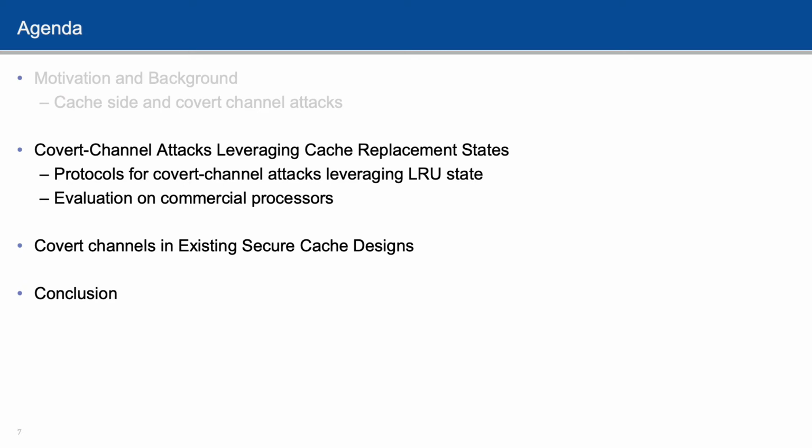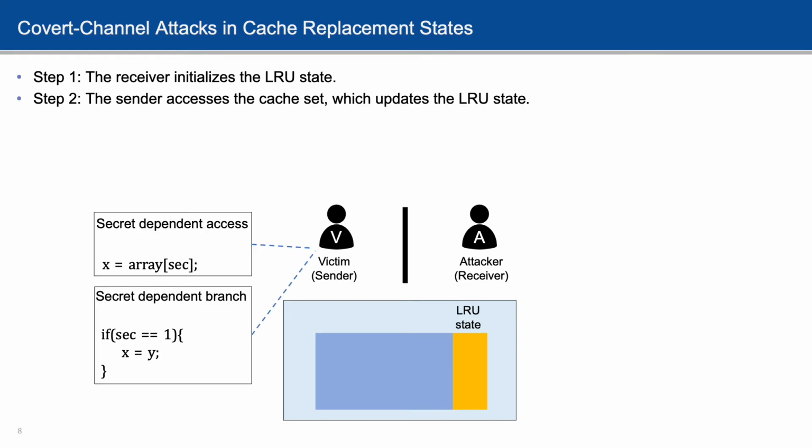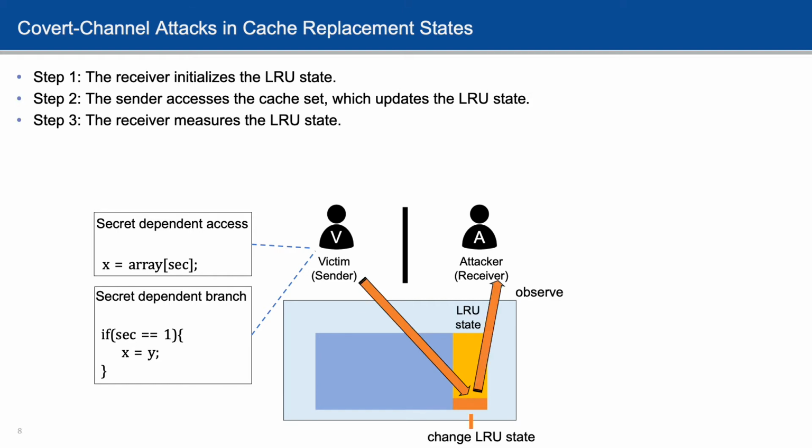Now let's see how this will lead to a covert channel attack. Again, in this case, the cache is shared between the victim and attacker, and there is an extra LRU state in the cache. Overall, there are 3 steps. First, the receiver initializes the LRU state to a state known to the attacker, and then the victim has some secret dependent access, which will update the LRU state, which is then observed by the receiver to extract the victim's access pattern.